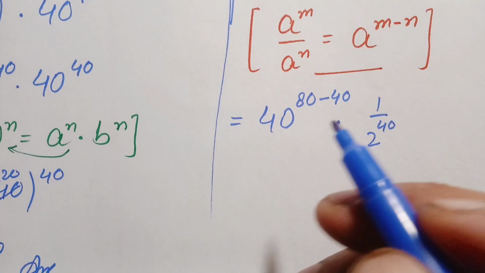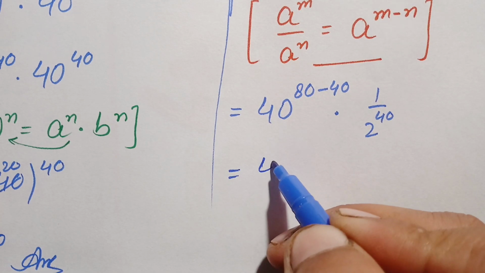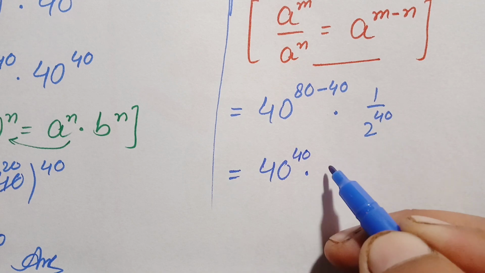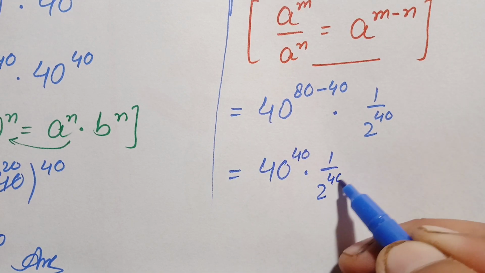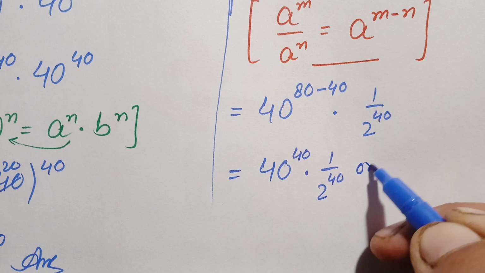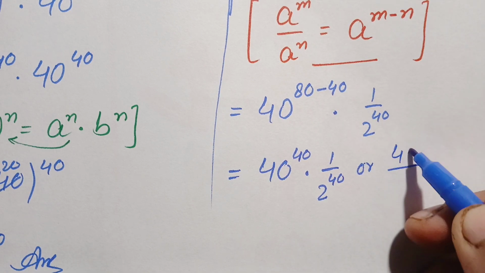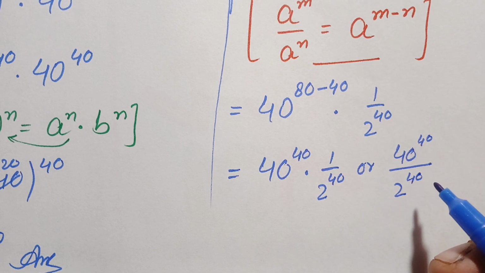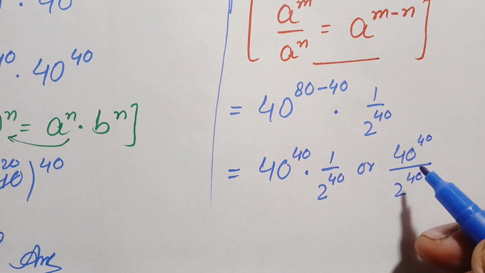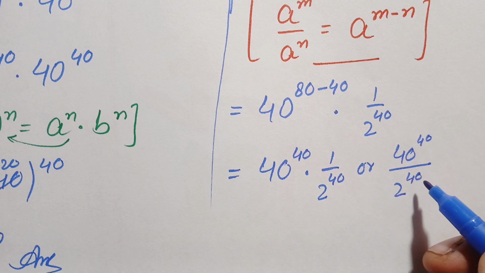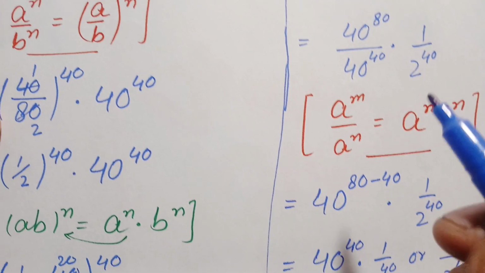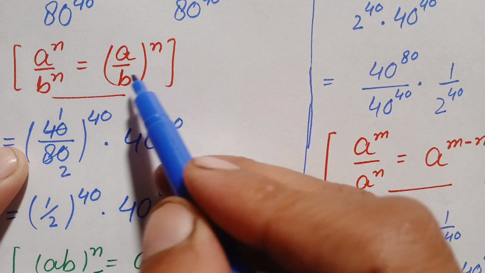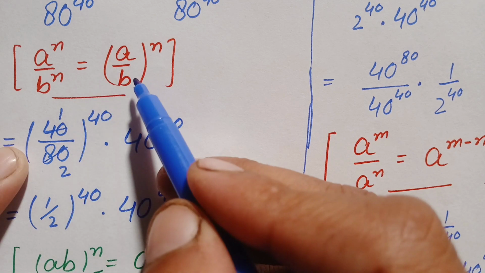So let's further simplify this equation. So this will become 40 raised to power 40 minus 40 is simply 40 times 1 by 2 raised to power 40. We can also write this equation as 40 raised to power 40 divided by 2 raised to power 40. Now just look at this equation, here again the power in the numerator and denominator is the same. So here we will use the same power division identity. So we will change that number from this one form to this form.